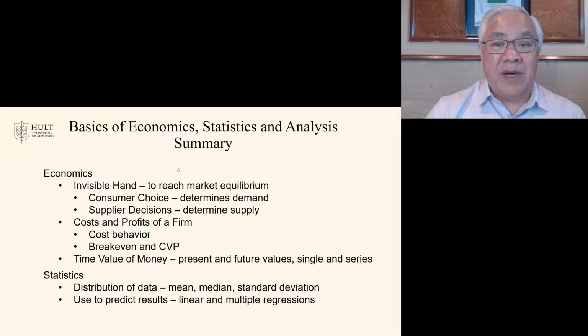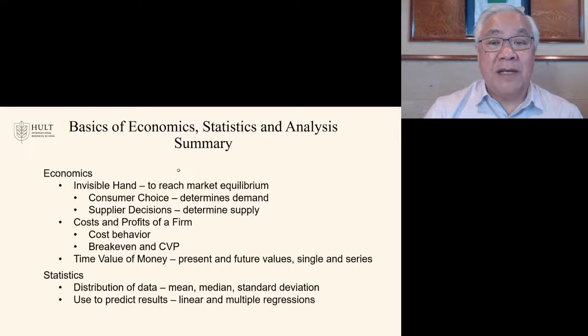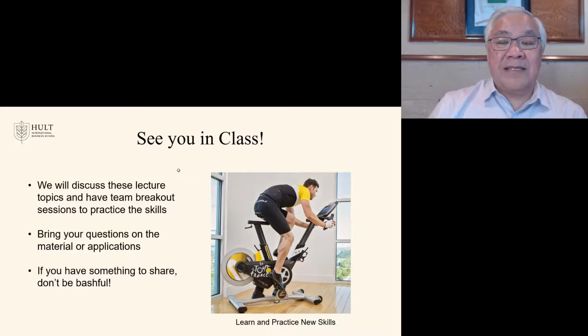Then we looked at time value of money in terms of present value and future payments, both for single payments and for a series of payments, also known as annuities. And then we looked at some statistical techniques, such as how do we describe a data set in terms of the mean, the median, and a standard deviation. Then we looked at a statistical tool called regression, and we used both a linear and multiple regression to look at patterns and see if we could develop a formula to help us estimate the number in the future, right? So that is that for our video lecture.